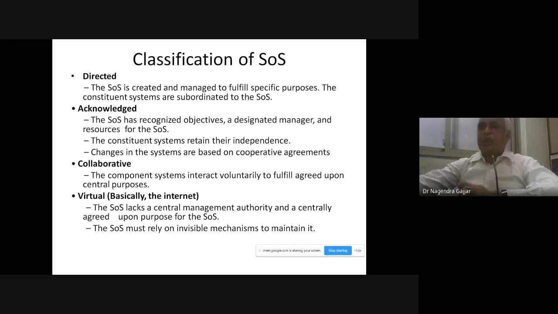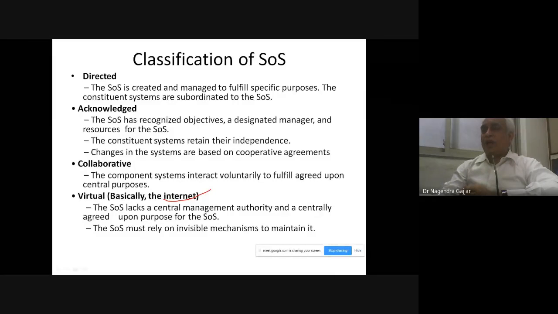So that's what we call it. We all know that nobody is designing the internet or operating the internet; there is no central authority to manage it. But definitely there are groups which are maintaining the internet, or designing the standards, the rules, and so on and so forth. So similarly, for my virtual SoS, I'll be having some kind of mechanism.